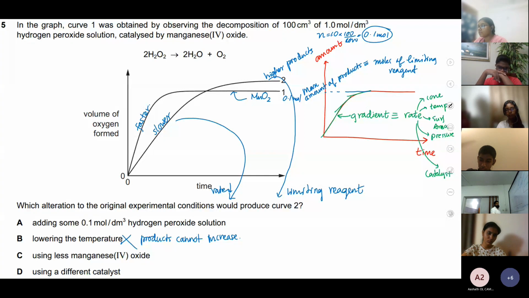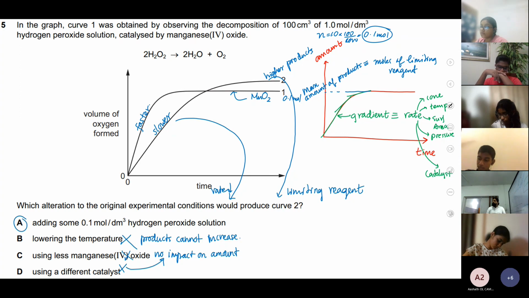Using less magnesium oxide, a catalyst doesn't have an impact on amount. No impact on amount. Therefore, it cannot be the answer. Using a different catalyst, again, no impact on amount. The amount and more amount is there. So simply the answer is now A, but we must be able to argue on it.